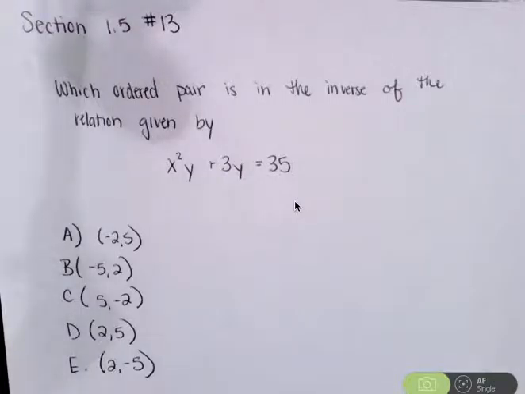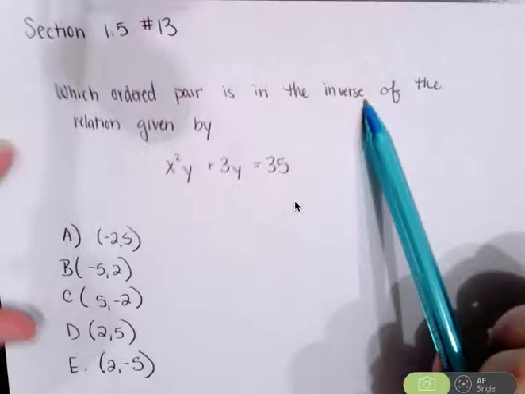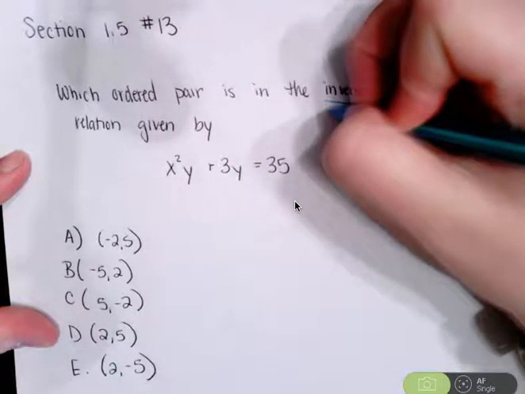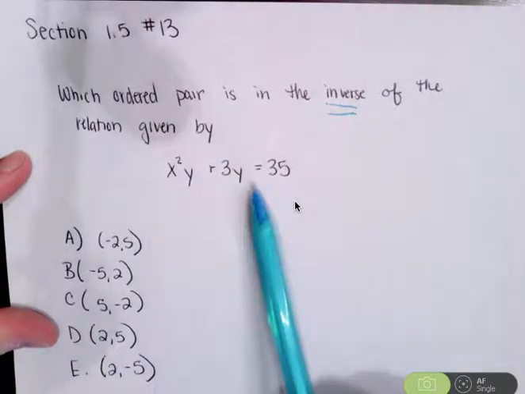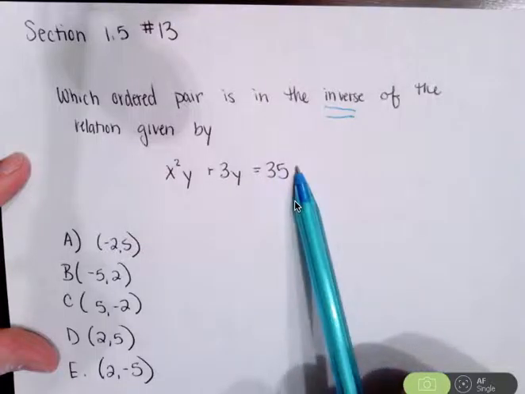All right, I had a request to do number 13 on section 1.5 in the homework. So it looks something like this. Which ordered pair is in the inverse of the relation given by this equation? x squared y plus 3y equals 35.